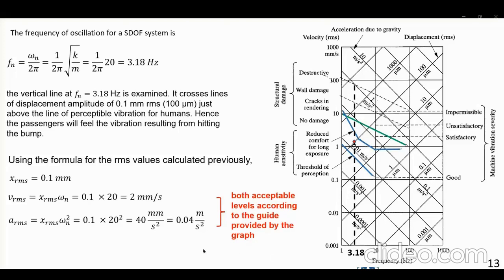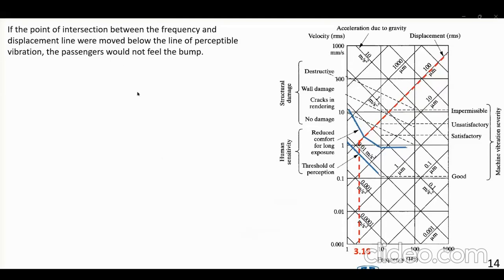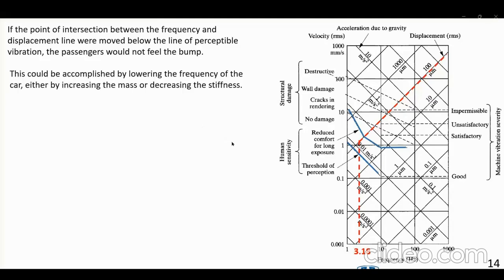Now, the question becomes, what if we try to move this point of intersection to the left? How do we do that? How do we move it to the left? That actually the passenger, it falls either on the line or below that blue line here. How do we do that? Because then the passenger does not even perceive, does not even feel the vibration. Okay? So there's two ways of doing it.